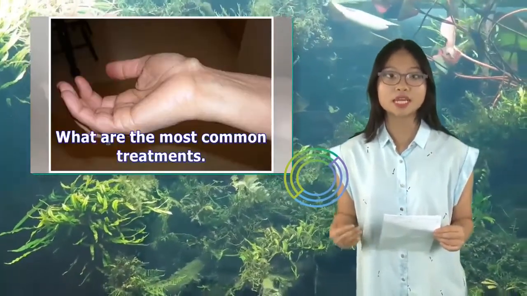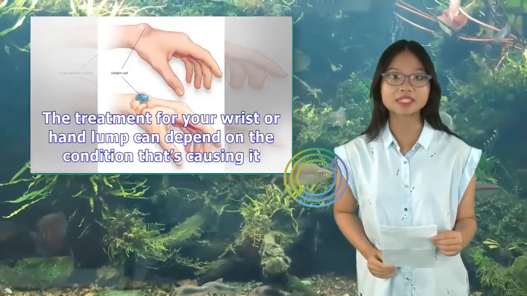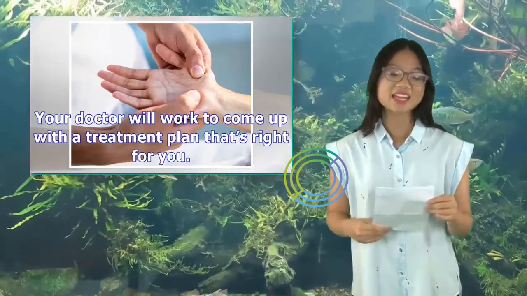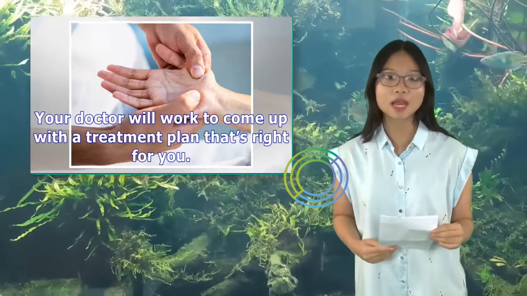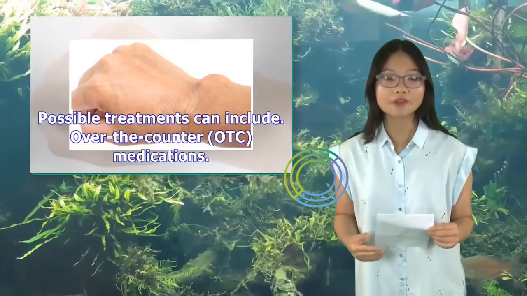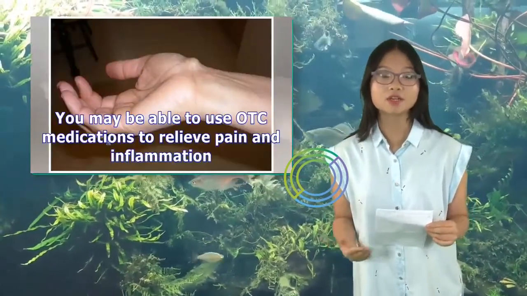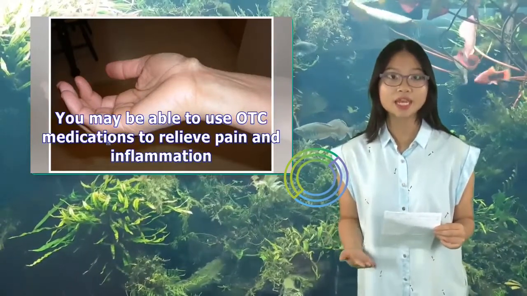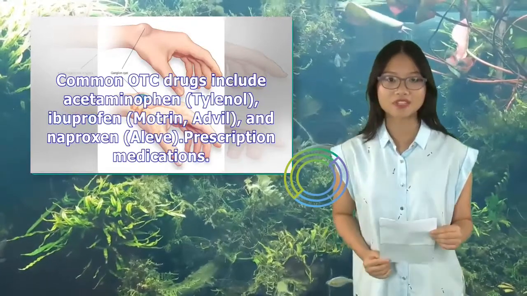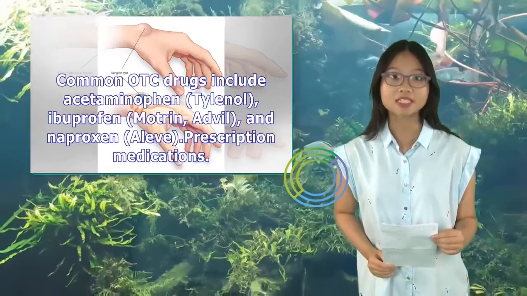What are the most common treatments? The treatment for your wrist or hand lump can depend on the condition that's causing it. Your doctor will work to come up with a treatment plan that's right for you. Possible treatments can include over-the-counter, OTC, medications. You may be able to use OTC medications to relieve pain and inflammation. Common OTC drugs include acetaminophen, Tylenol, ibuprofen, Motrin, Advil, and naproxen, Aleve.